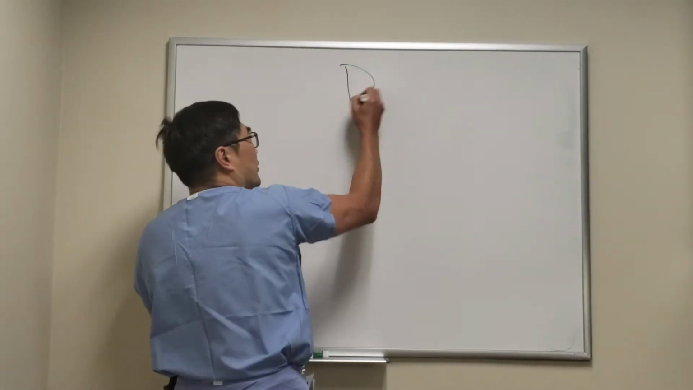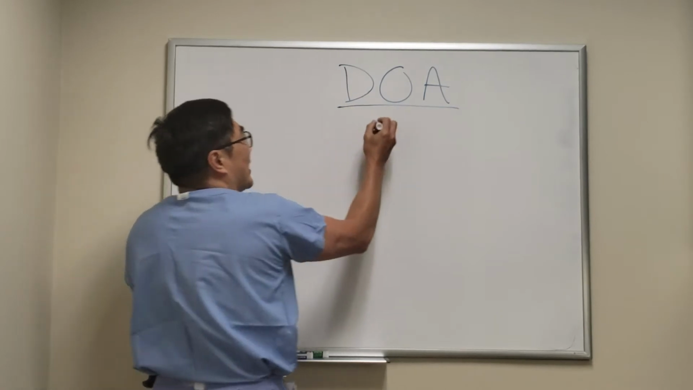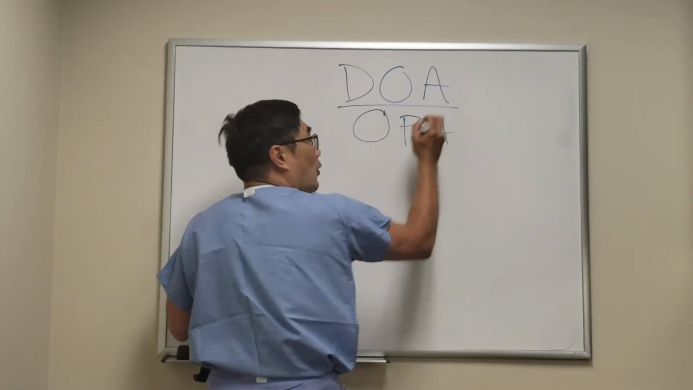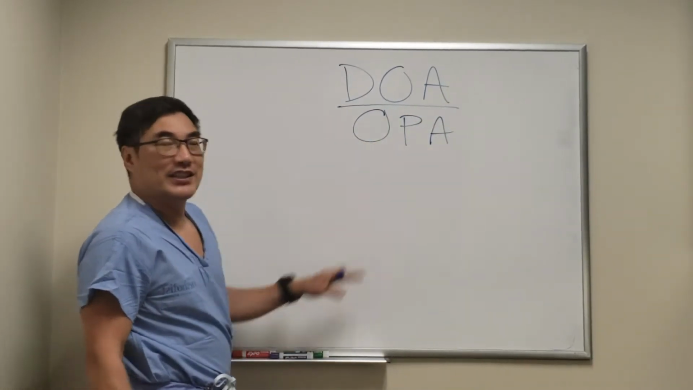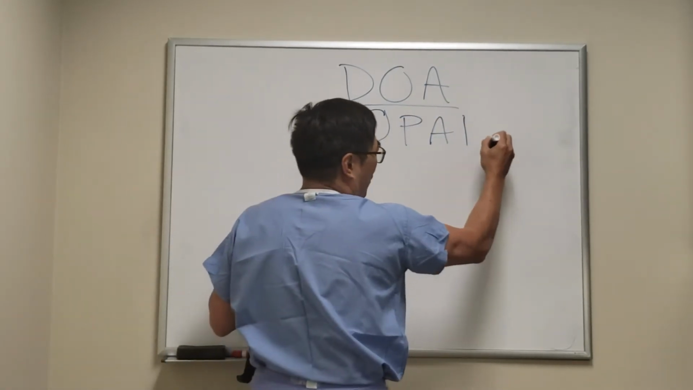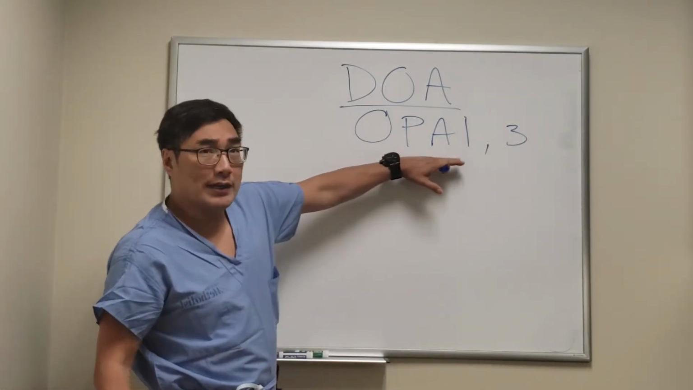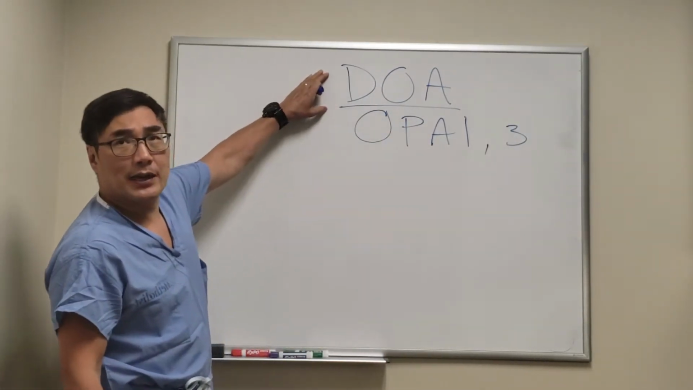So today I'm going to be talking to you about dominant optic atrophy, DOA, and DOA is usually from OPA, the optic atrophy gene. And there are a number of these. Number 1 is the most common, but there's number 1 and number 3 and all sorts of different numbers. But really the number 1 is the most common cause of the dominant optic atrophy.